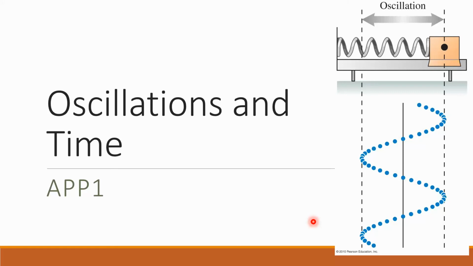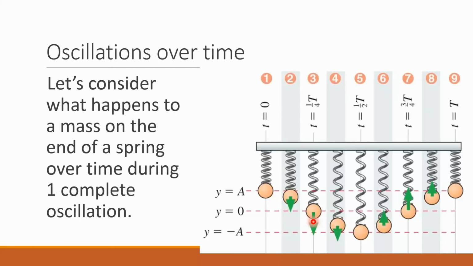In this lesson, we're going to talk about oscillations and time and how different variables change over time. So let's consider a mass at the end of a spring during one complete oscillation. We have a spring and it's hanging and it's at its most compressed point. We'll say its amplitude is A at that point, and this is our time of 0.